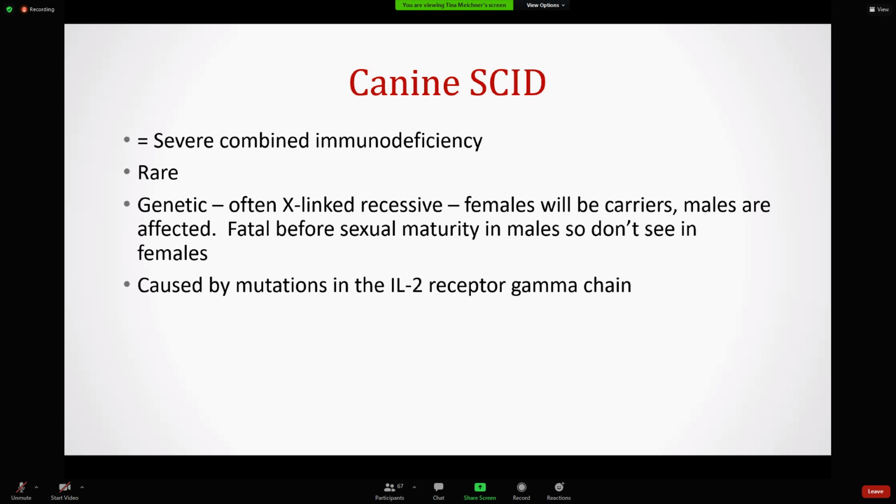It's a genetic disease, and it's often linked to the X chromosome, which means that female dogs are the carriers and not affected because they have a good copy and a bad copy. But male dogs are usually affected, and that's why we see the disease or the clinical signs only in male dogs, and they often, unfortunately, die, mostly of secondary infections. And that happens usually between the time they're weaned, when they're supposed to make their own antibodies, but they cannot. And then this is the period where they usually get sick. And it's caused by a mutation in the IL-2 receptor gamma chain.